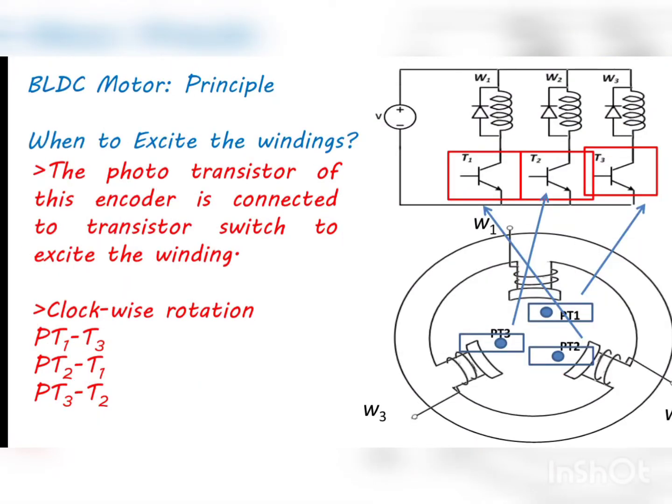In the BLDC motor, we have three optical encoders placed 120 degrees apart. The phototransistor of each encoder is connected to a transistor that switches on and excites the winding whenever the phototransistor receives the light. That corresponding phototransistor turns on and also makes the transistor turn on. Phototransistor 1 is connected to transistor T3, phototransistor 2 is connected to transistor T1, and phototransistor 3 is connected to transistor T2 for clockwise rotation.